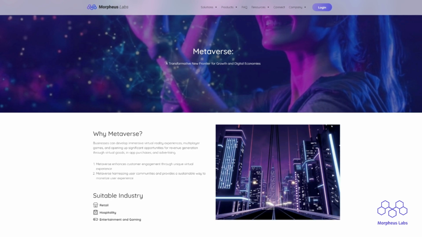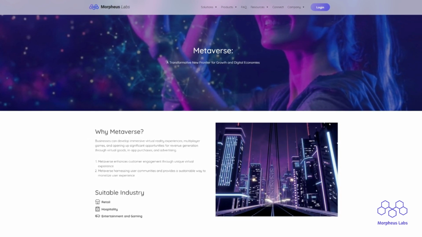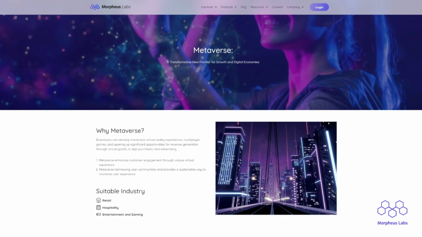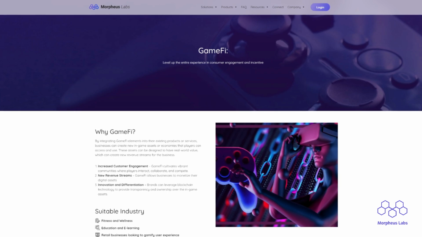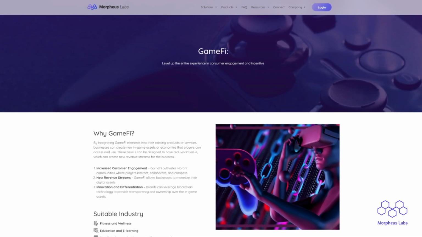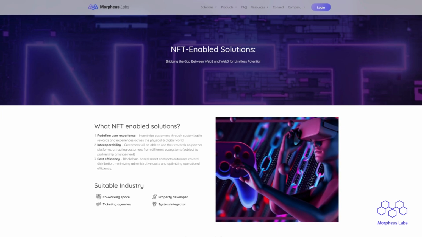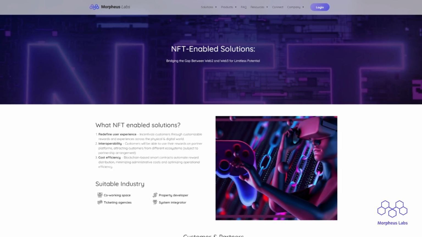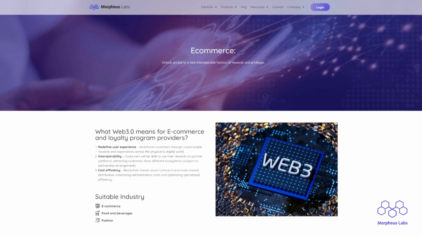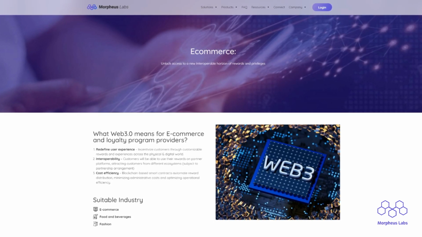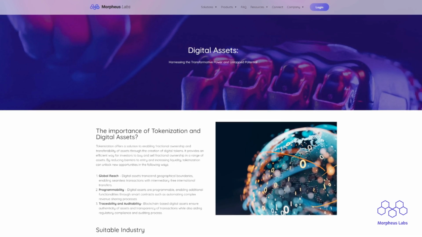Now, Morpheus already works in various crypto sectors. The metaverse is one example with JP Games, and this suits the hospitality and gaming spaces, obviously. But they also occupy the gamification space with Tencent for gaming, education, even e-learning. They also have NFT-enabled solutions with Huawei Cloud for RWA, that's real-world assets like property or ticketing agencies. E-commerce with Alibaba Cloud for fashion or food and beverage industries. Digital assets with Bank Group, so this pertains to finance, banks, real estate, gaming.